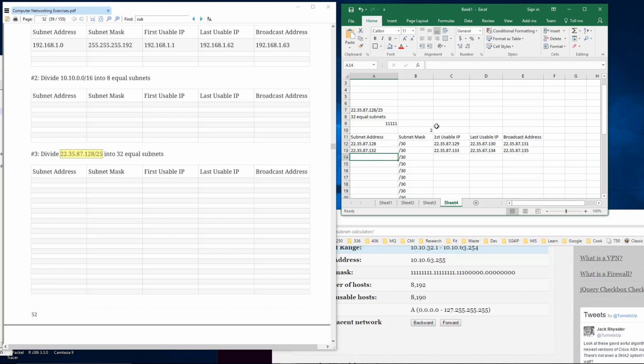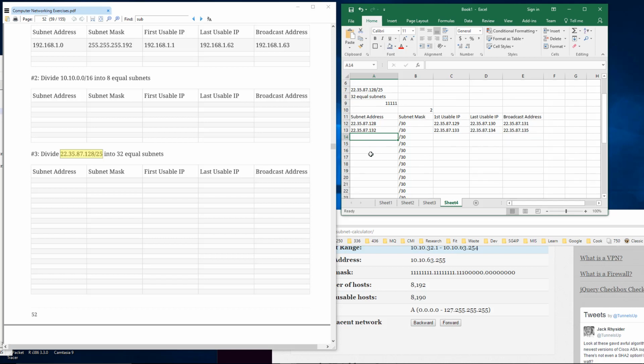Or you can go down the line, you can see that all we're doing is adding 4 to the last octet. So I know this one's going to start 22.35.87.136, 22.35.87.140, 144, etc., etc.